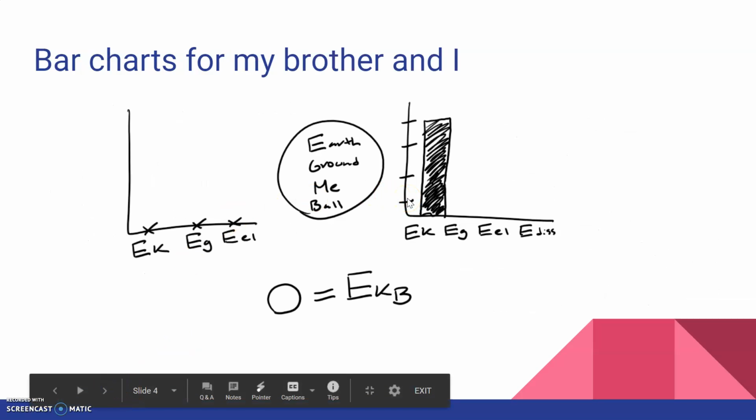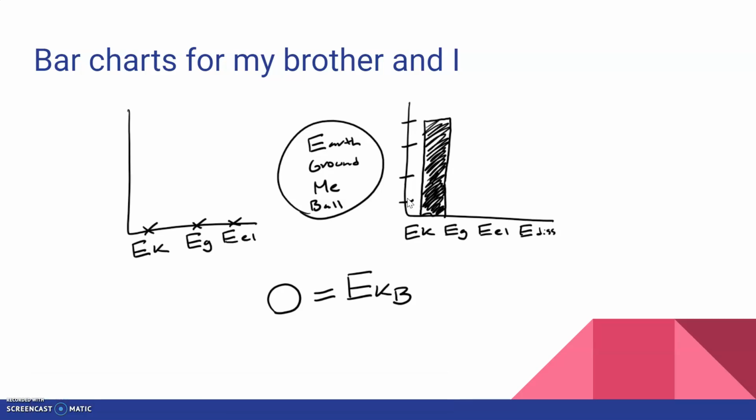I did bar charts for me specifically, but since we basically do the same thing, these are essentially my brother's bar charts too for what he does. In the system we have the earth, the ground, me, and the ball. As you can see, there are no energy stores of any kind in the first because we're both motionless. He's standing there pitching and I'm standing there ready to kick. Both motionless. And then he pitches the ball, I kick it, and we both run to get the ball and run to first base.